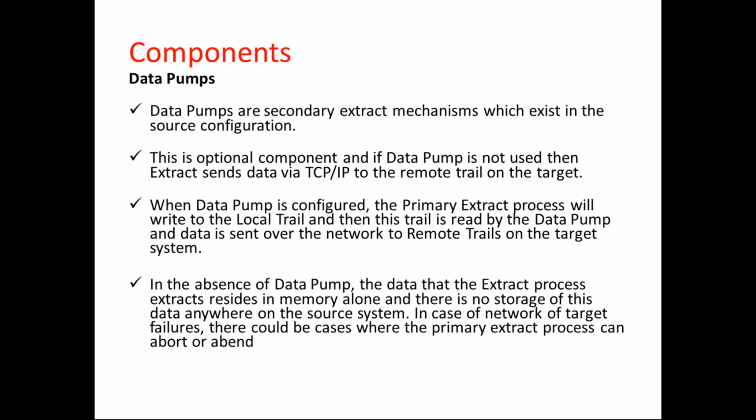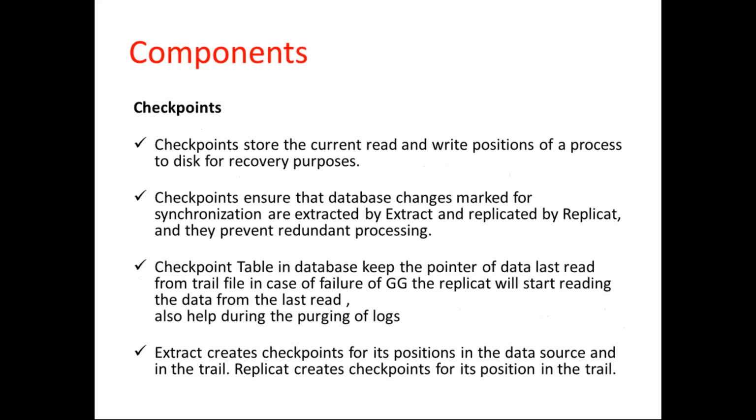So in case of network failures, there would be cases where a primary extract process can abort. If the network is not there, primary extract will definitely crash because it will try to communicate with the target, it will give an error, and it will crash. So GoldenGate processes crash at every error. Okay, if there is any error, the GoldenGate process will crash.